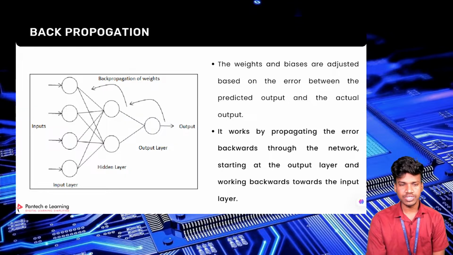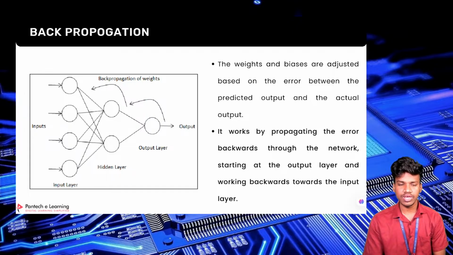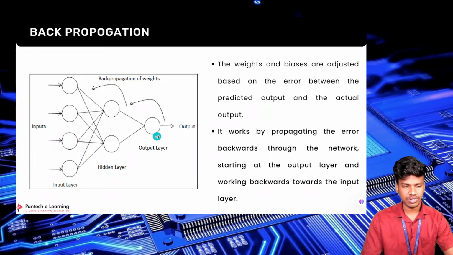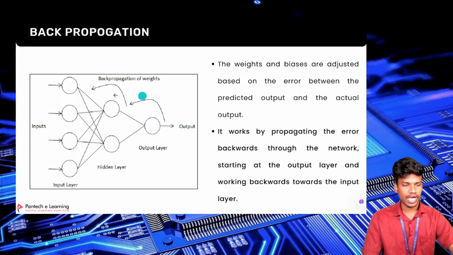So in backpropagation, the weights and the biases are adjusted based on the error between the predicted output and the actual output. It works by propagating the error backwards through the network, starting at the output layer and working towards the input layer. So here we can see where the backward propagation will happen. Once we reach the output layer, it goes back to the hidden layers, and again to the input layer.